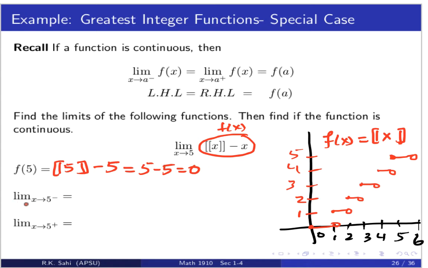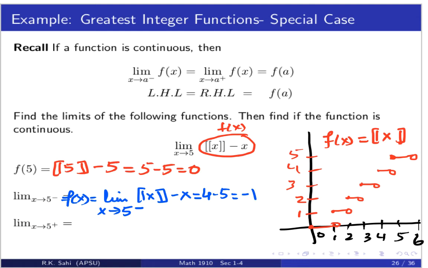Now, let's look at the limit as x approaches 5 minus of the function f of x. So this is the limit as x approaches 5 minus of the greatest integer of x, minus x. Sorry for that little mistake. Now, x is simply 5, a nice little polynomial. But the greatest integer takes all those values which are less than 5. That means you're going from 4 to 5. What's the value? It's a 4. So this is 4 minus 5, which is minus 1.